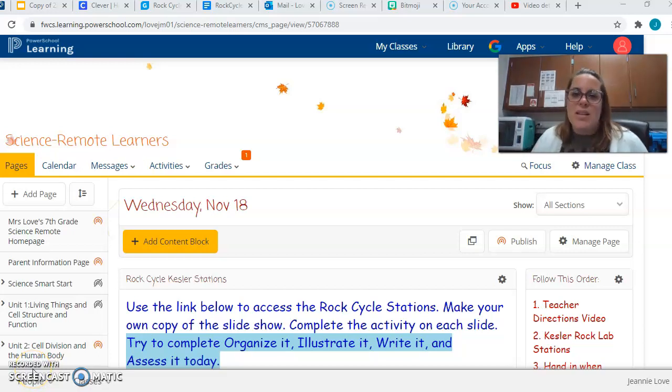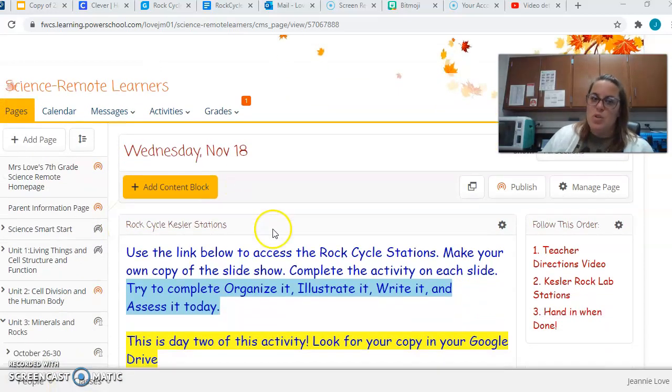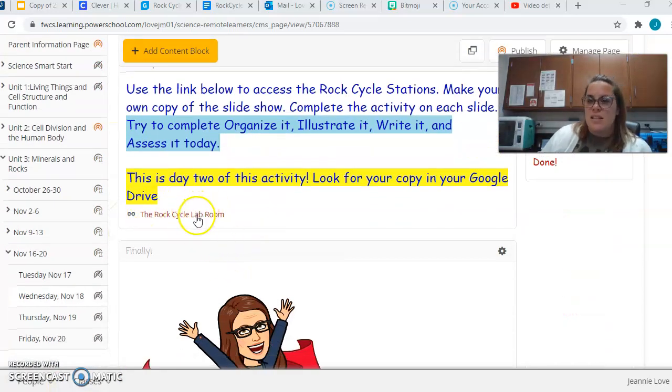Welcome in. It's Wednesday, and we are on day two. Day two of our Kessler stations. We are doing all the stations this time around, and it does usually take us 2 full class periods to get that done. Okay, so yesterday you should have grabbed this slideshow.